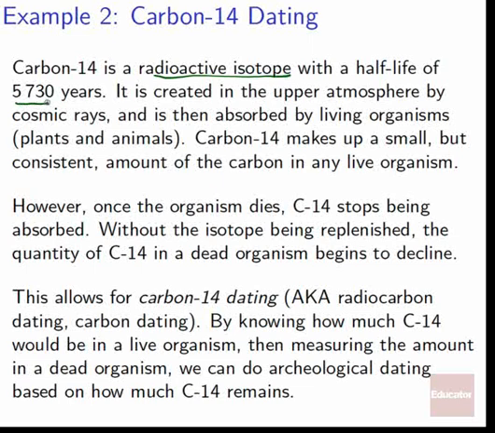It's created in the upper atmosphere by cosmic rays. So cosmic rays from the sun or other stars hit the atmosphere of the Earth, the upper atmosphere, and they create carbon-14 isotopes. Then these carbon-14 isotopes are absorbed by living organisms, that is, plants and animals. They get absorbed by trees through the carbon cycle, and then the carbon winds up getting into the animals that eat those trees and the animals that eat those animals that eat those trees.